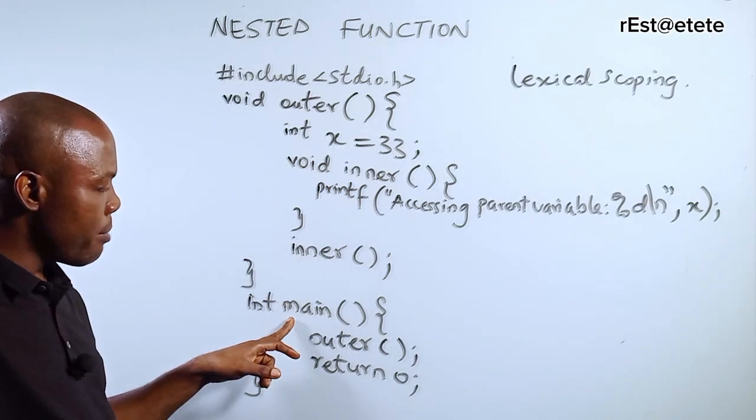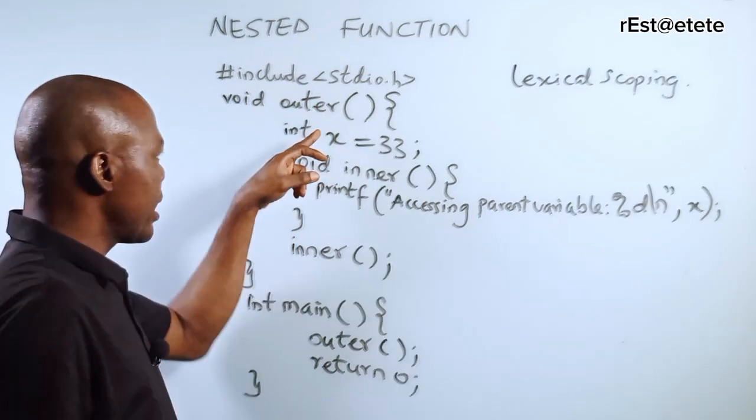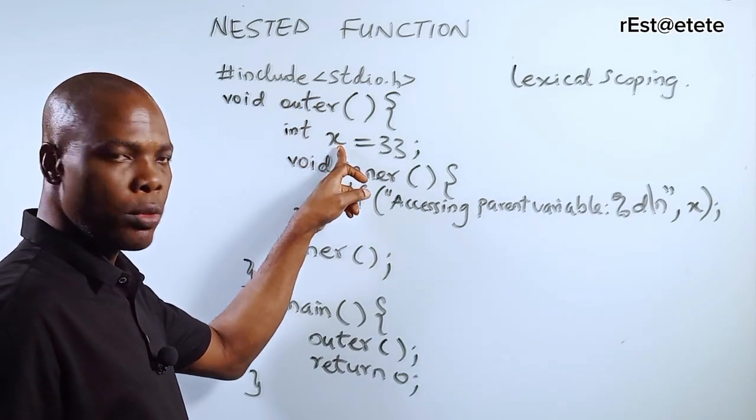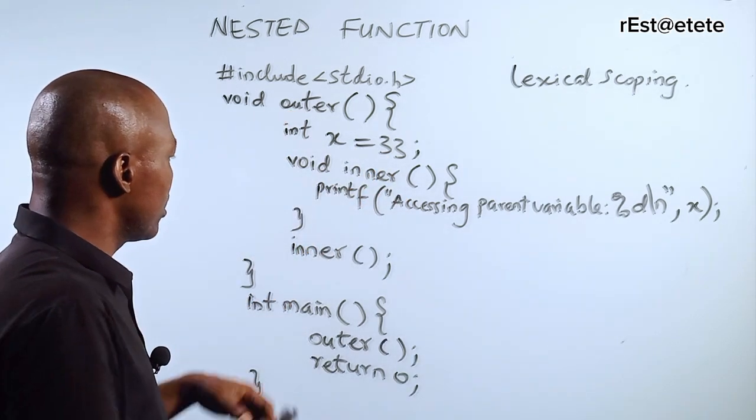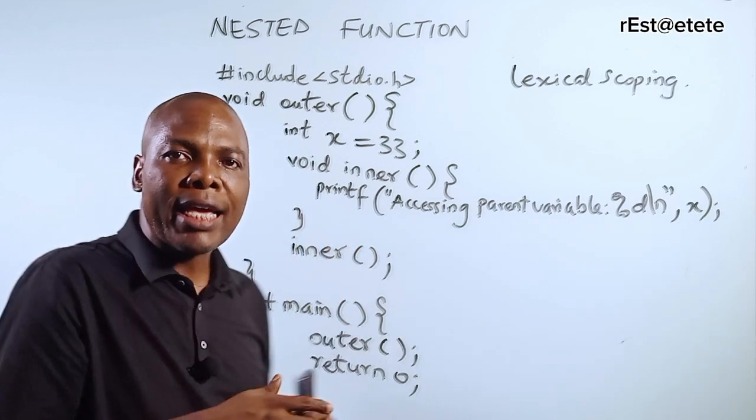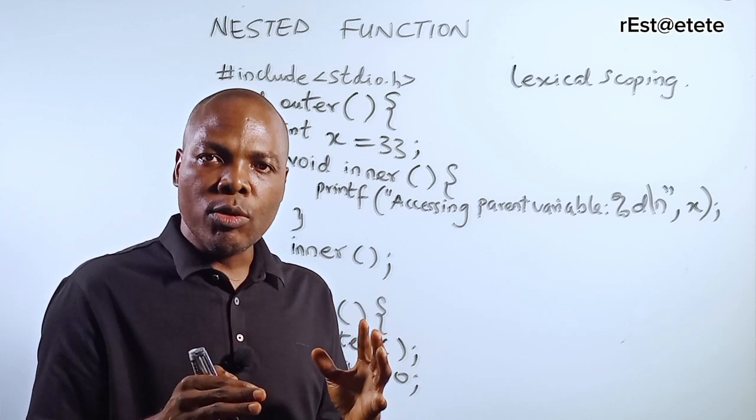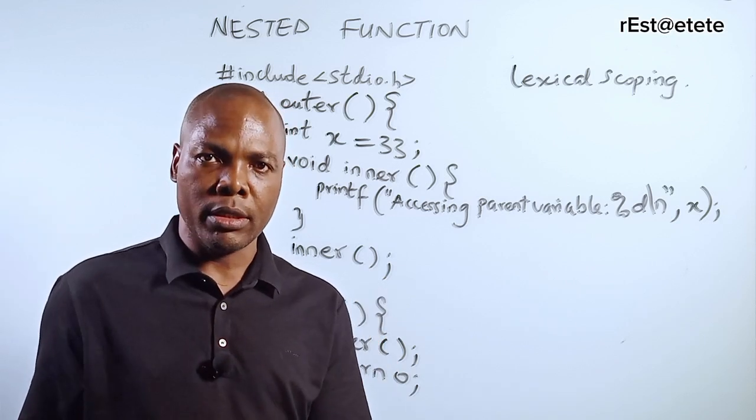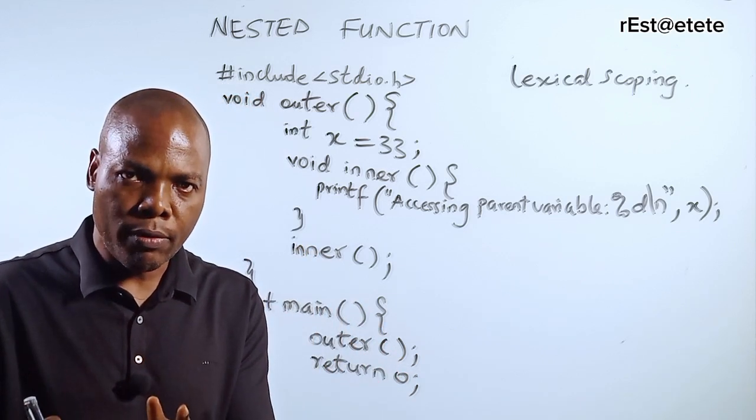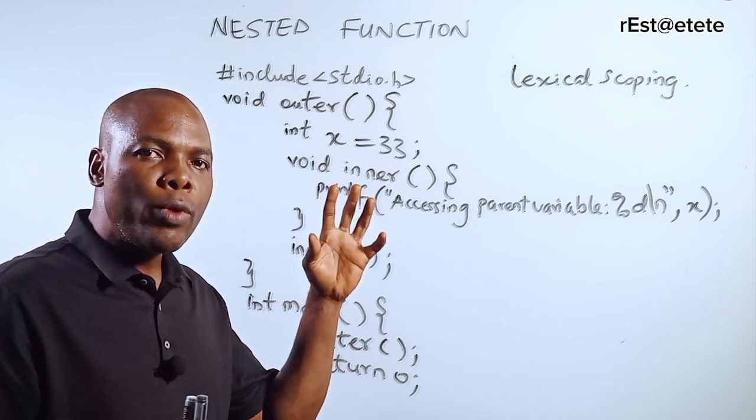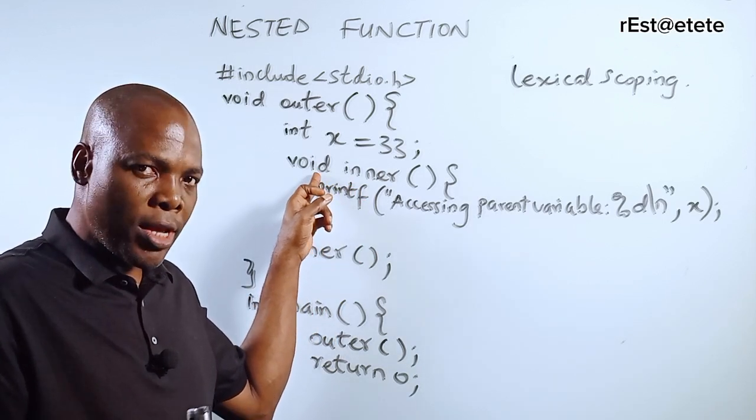So what happened? This is my main. Through this main, I'm calling the outer function. Now this outer function has a variable, which is what? 33 assigned to it. Then this outer function is going to call the inner. So this is like parent and child. ANSI C will not allow the existence of a child in the first place, because when you declare a function, a memory location will be created for it. So there is no way the compiler will be able to access the memory location of a child. So ANSI C does not allow that.